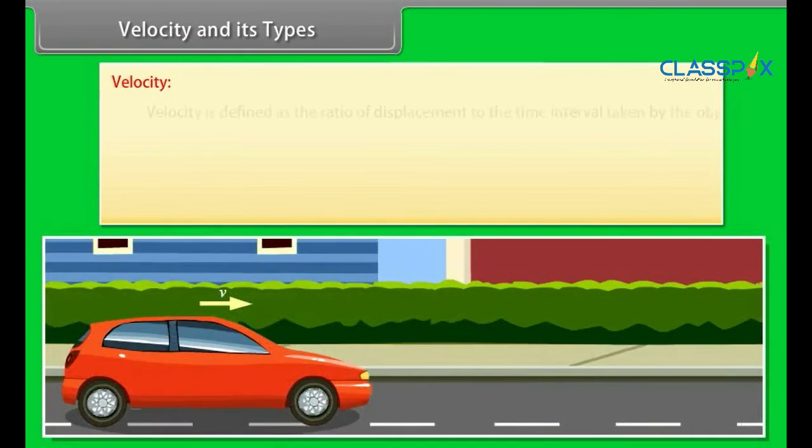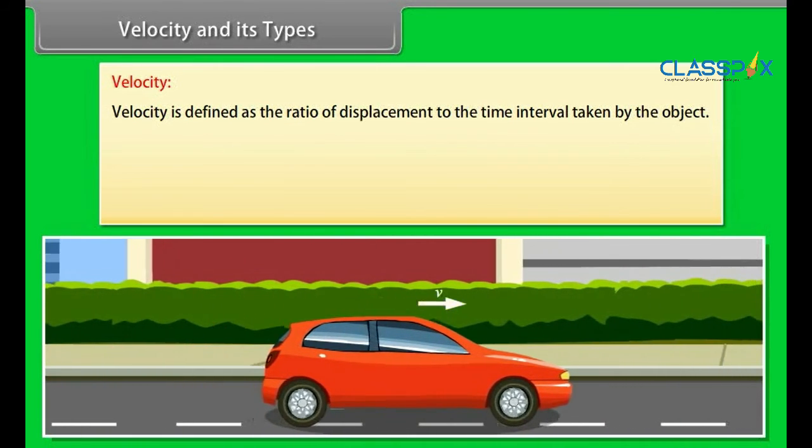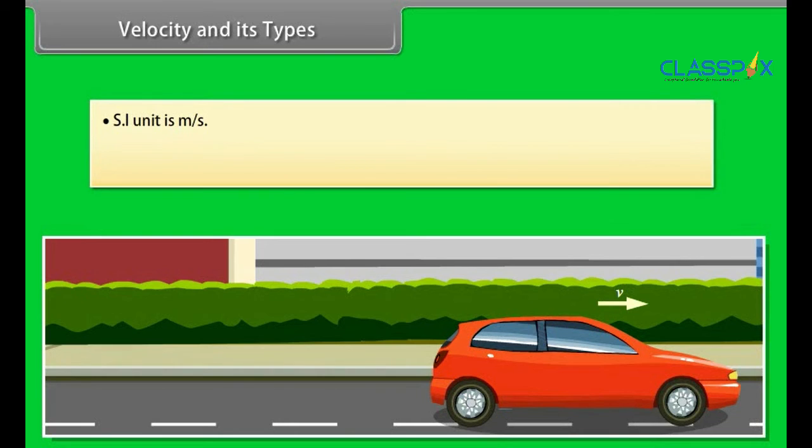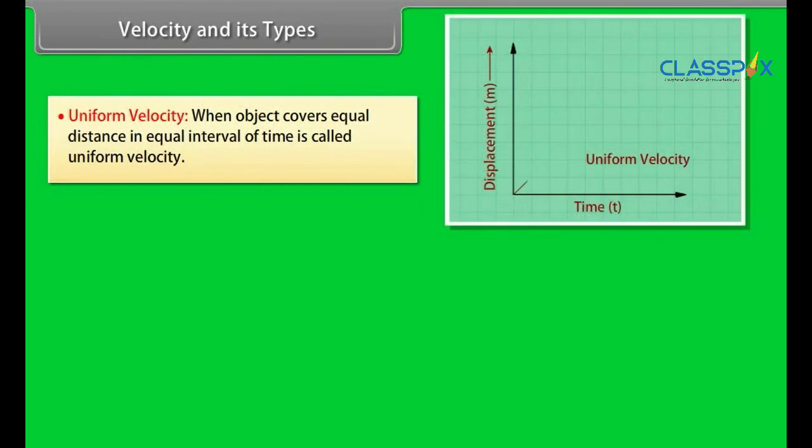Velocity and its types. Velocity. Velocity is defined as the ratio of displacement to the time interval taken by the object. Therefore, velocity is equal to displacement upon time interval. It is a vector quantity. SI unit is m upon s. Dimensional formula is M raised to the power 0, L raised to the power 1, T raised to the power minus 1.